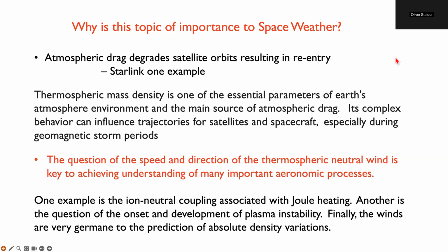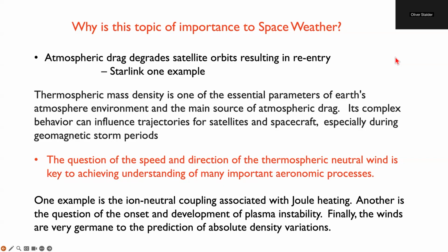One major reason, perhaps the foremost, is that atmospheric drag degrades the satellite orbit, often resulting in re-entry, Starlink being one example. The mass density of the thermosphere is one of the major essential parameters of the Earth's geospace environment and the main source of atmospheric drag. The complex behavior of the thermosphere can influence the trajectory of satellites and spacecraft, especially during geomagnetic storm periods.